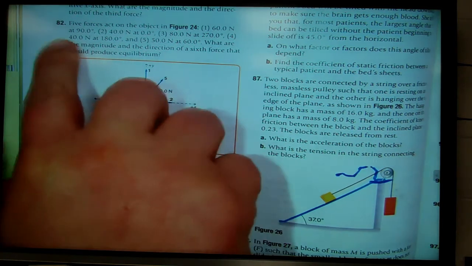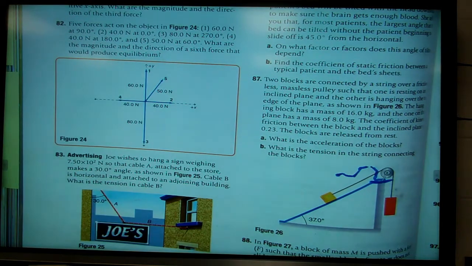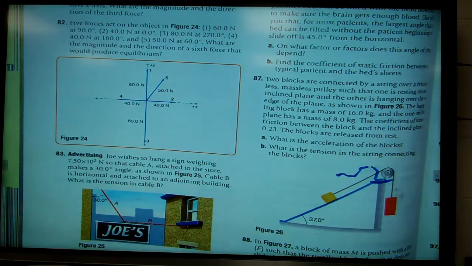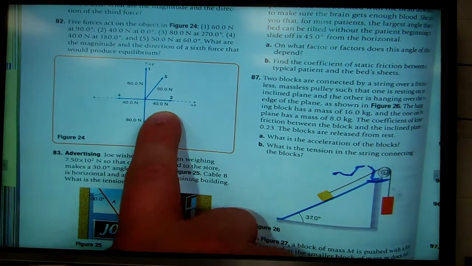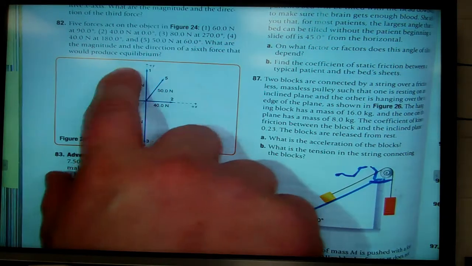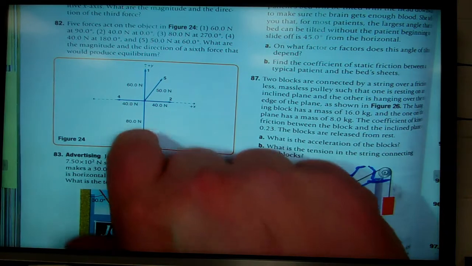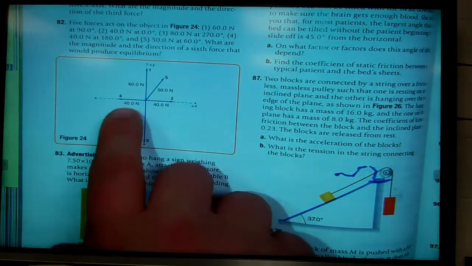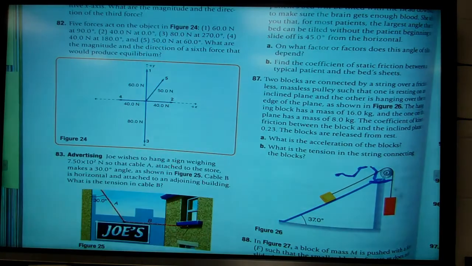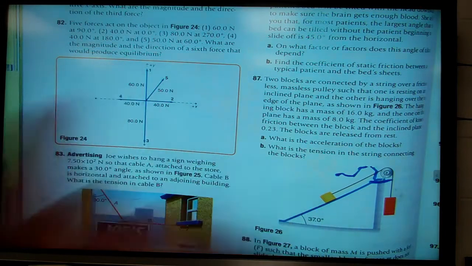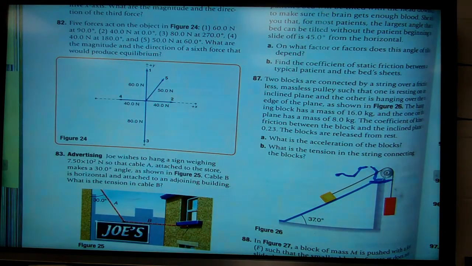Alright, so in this problem, 5 forces act on the object in figure 24. First force, we have a 60 Newton force at 90 degrees. Second, a 40 Newton force at 0 degrees. Third is an 80 Newton force at 270 degrees. And fourth is a 40 Newton force at 180 degrees. Fifth is a 50 Newton force at 60 degrees. What are the magnitude and direction of a sixth force that would produce equilibrium?